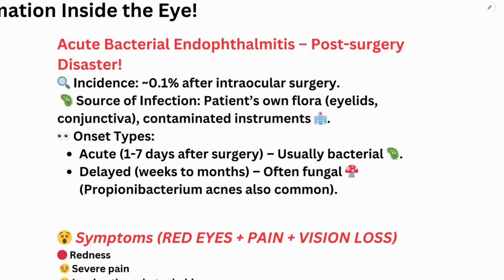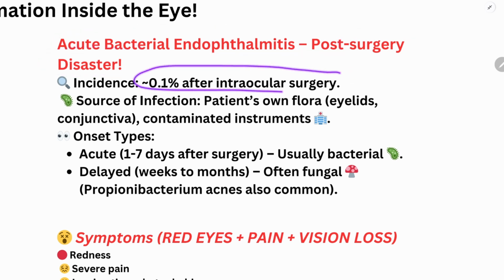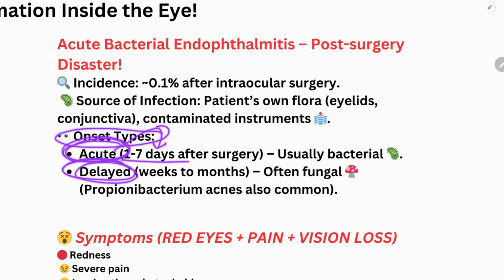And let us discuss some of the incidence factors here. Acute bacterial endophthalmitis, which is a post-surgery disaster. The incidence is approximately 0.1% after intraocular surgery. The source of infection is nothing but the patient's own flora. Flora means either eyelids, conjunctiva, etc., or contaminated instruments, and other types are acute and delayed. Acute is in 1 to 7 days after surgery, which is usually caused by bacteria, and delayed is weeks to months, which is caused by fungal organisms like Aspergillus, Candida, etc.